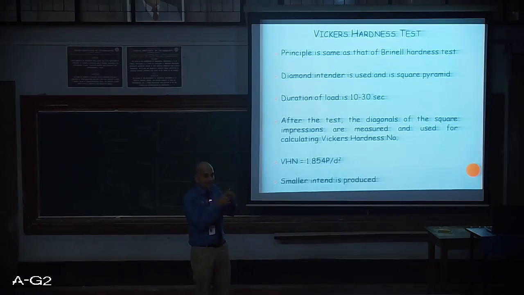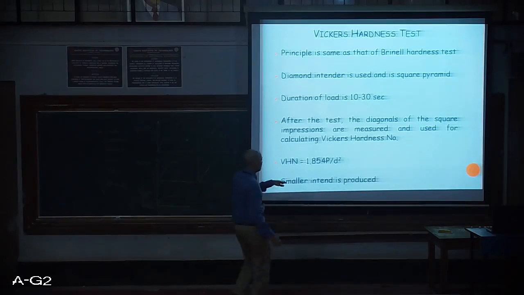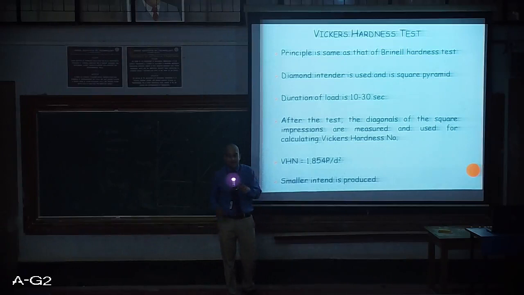The average of the two diagonals length is being measured, and that is being put into this equation to determine VHN, or Vickers hardness number. So VHN is given as 1.85 times 4P divided by D squared, where P is the amount of load and D is the average length of the two diagonals of the indentation you have produced.